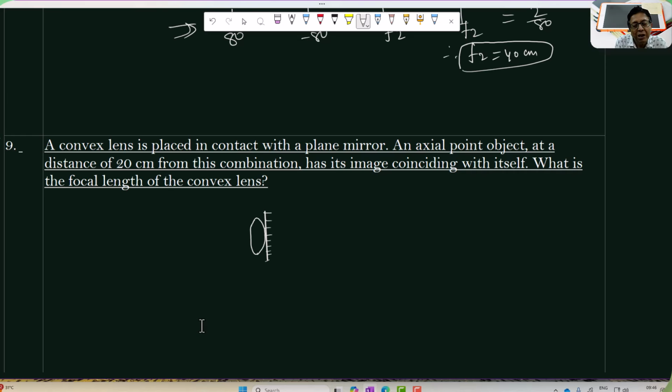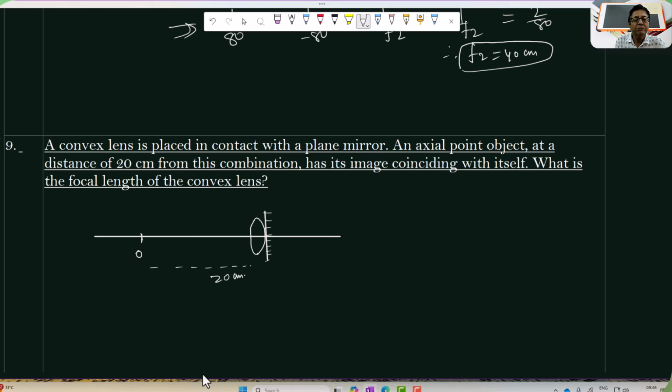Okay, and we take this is the principal axis of the lens, and it is given the object distance is 20 centimeter. This is 20 centimeter. Object and image are coinciding. What is the focal length of the convex lens?